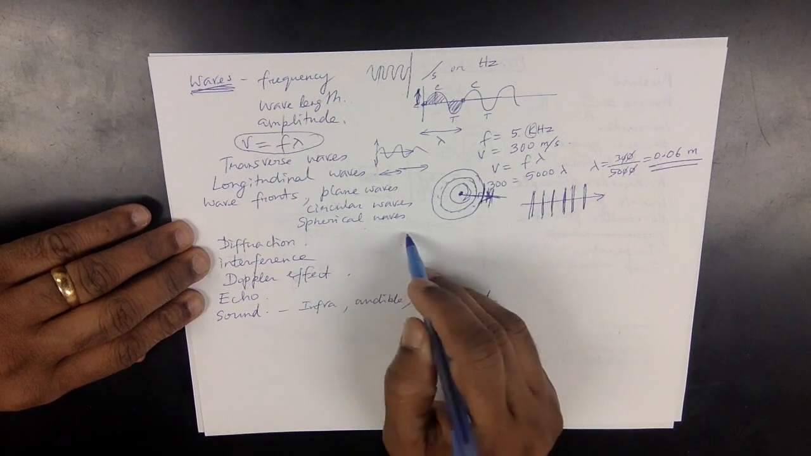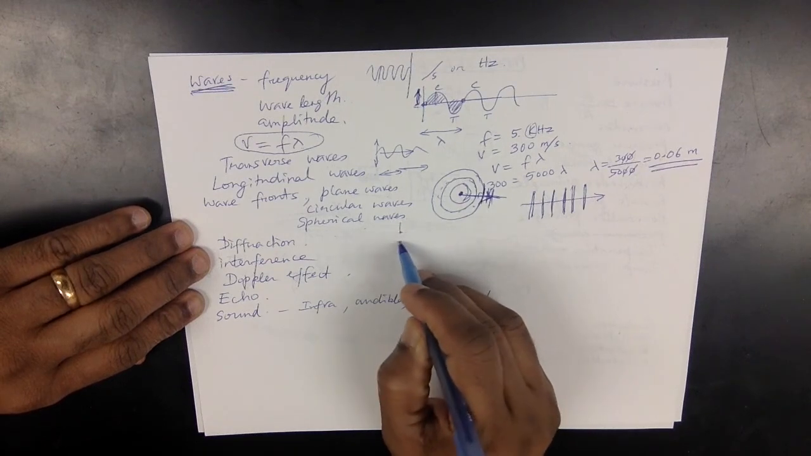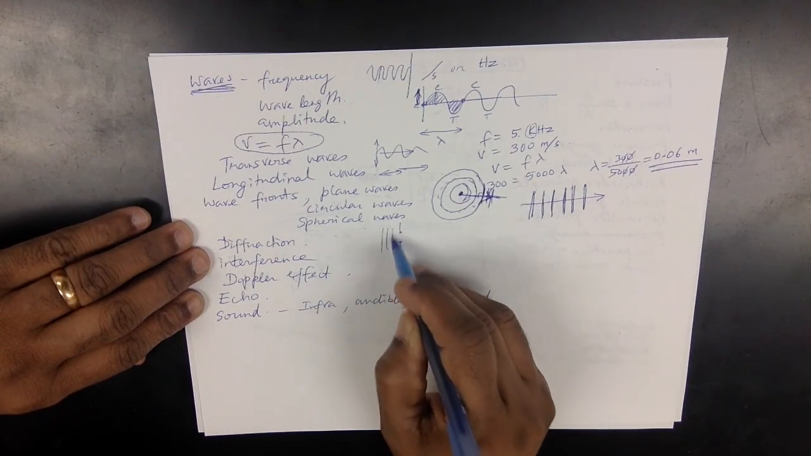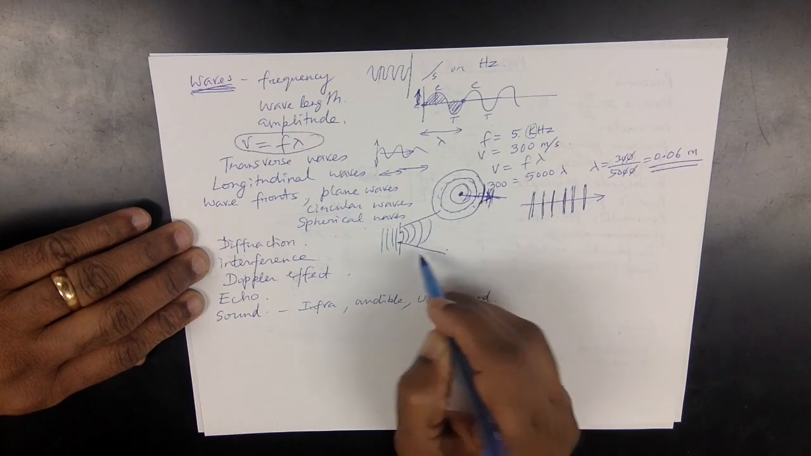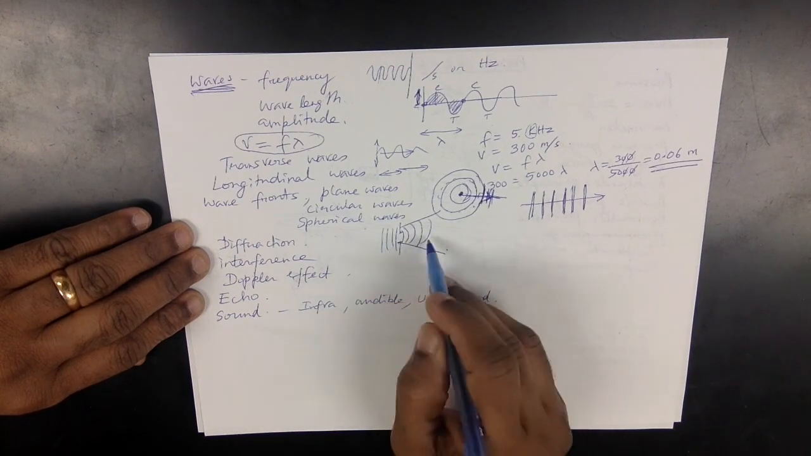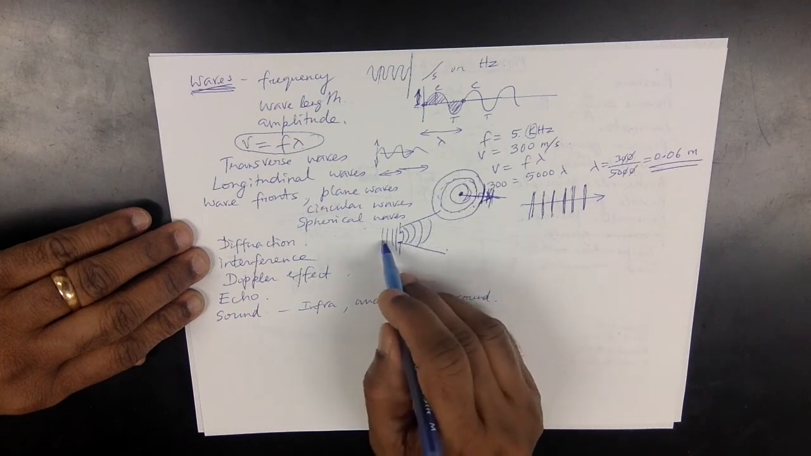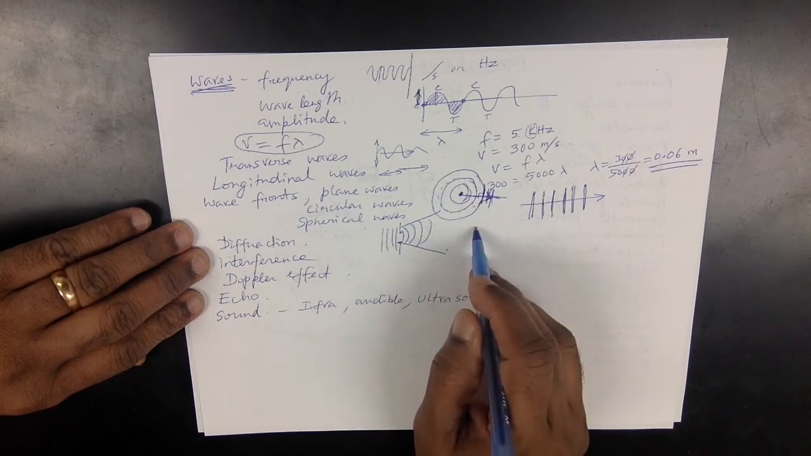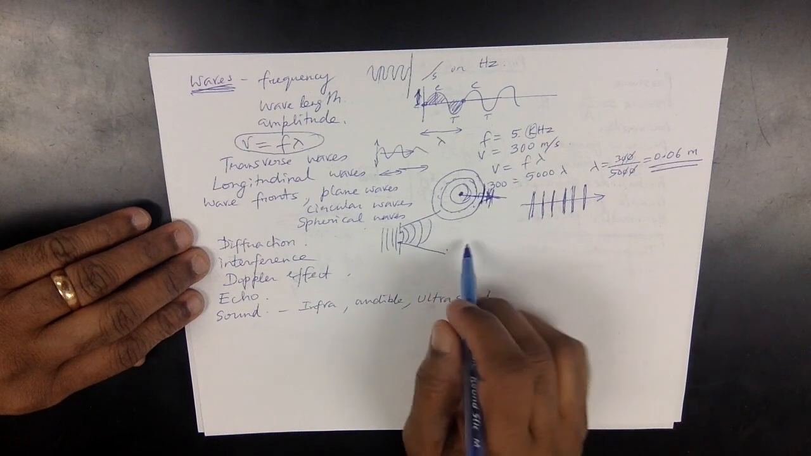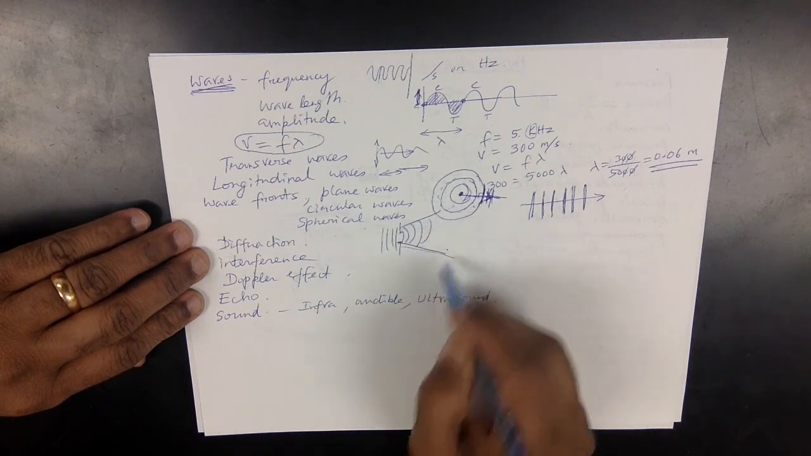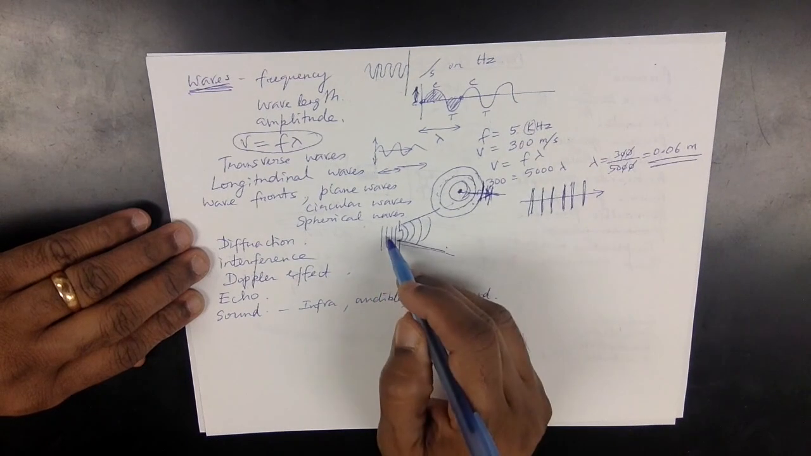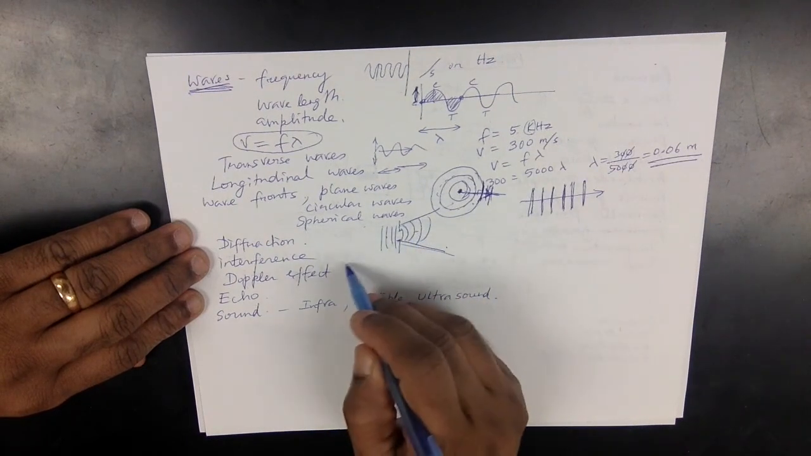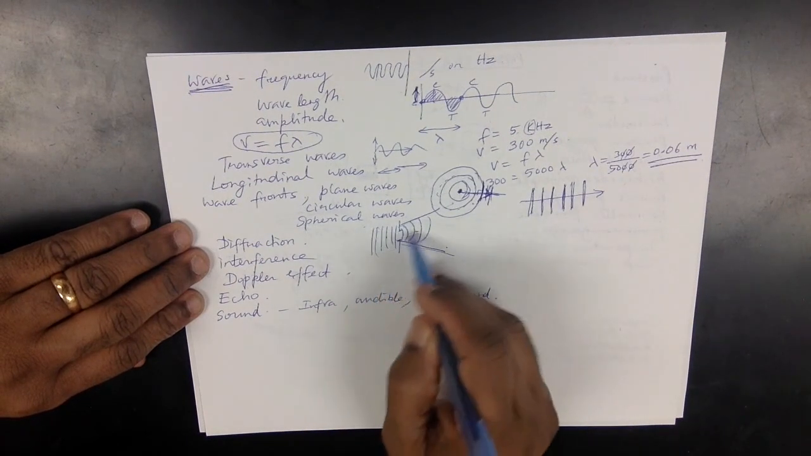Now, what is diffraction? Diffraction is when waves pass through a gap. When waves pass through a gap, they start spreading. Nothing happens to the waves, wavelength or frequency or speed. Everything stays the same. It's just that it spreads. So the wavelength here is the same as the wavelength here. The frequency here is the same as the frequency here.